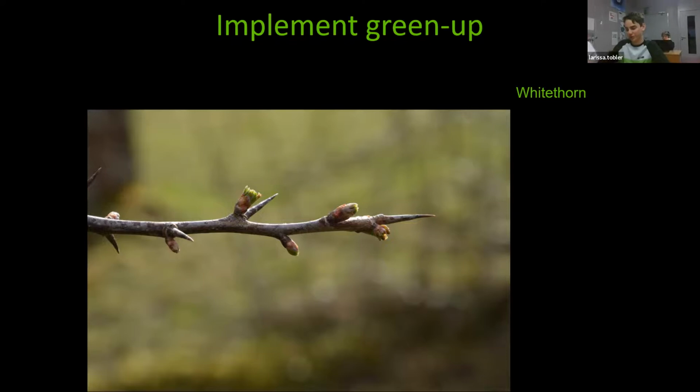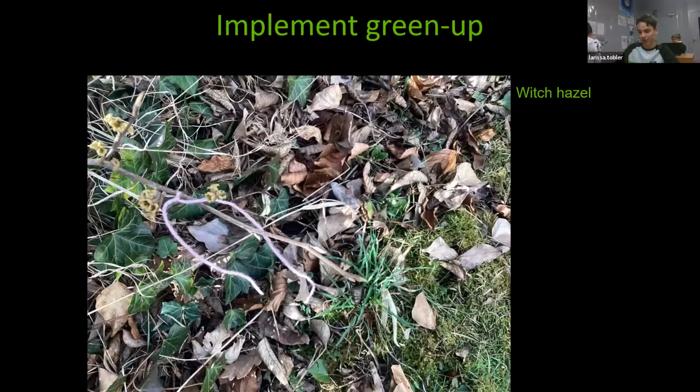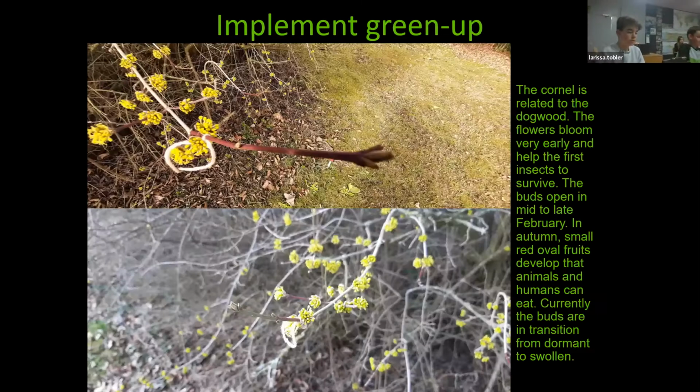Wheat flowers very early, often in the winter. They have beautiful large leaves. It's a medicinal plant from which skin ointments are made. Most of it is still in bloom. The cornel is related to the dogwood. The flowers bloom very early and are among the first food for insects to survive. The buds open in mid to late February. In autumn, small red oval fruits develop that animals and humans can eat. Currently, the buds are in transition from dormant to swollen.